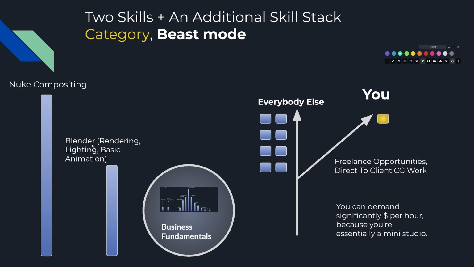So you have Nuke compositing, we have Blender, but now you have an entire skill stack of, let's say, business fundamentals. So what does this give you? Everybody else, maybe just Nuke compositing, they have to work for studios. They don't know how to write their own contracts. They've never tried freelance opportunities or direct to client work, which means you know business concepts like generating leads or cold outreach to find your own clients. Those are skills that if you tie them in with visual effects skills, now you can actually demand significantly higher dollars per hour because you're essentially operating a mini studio.